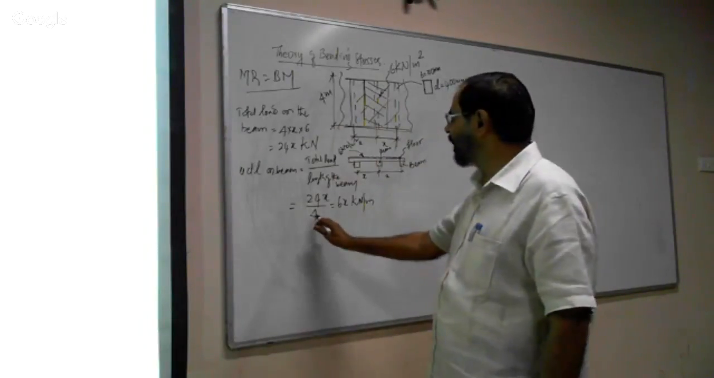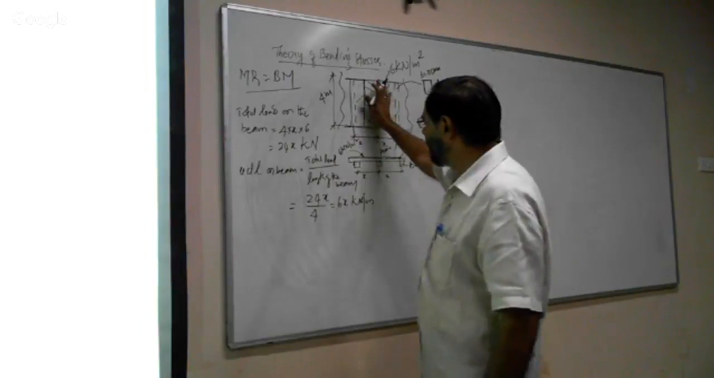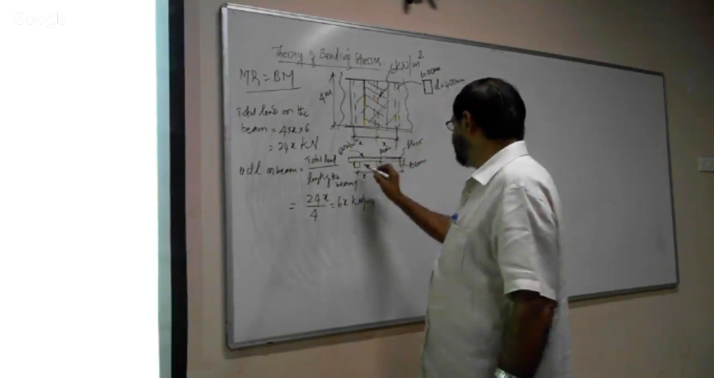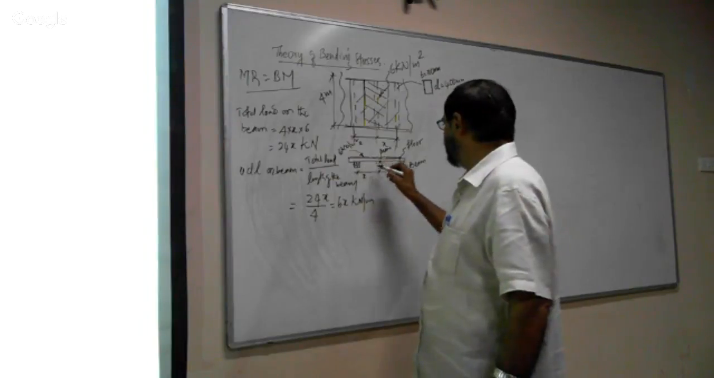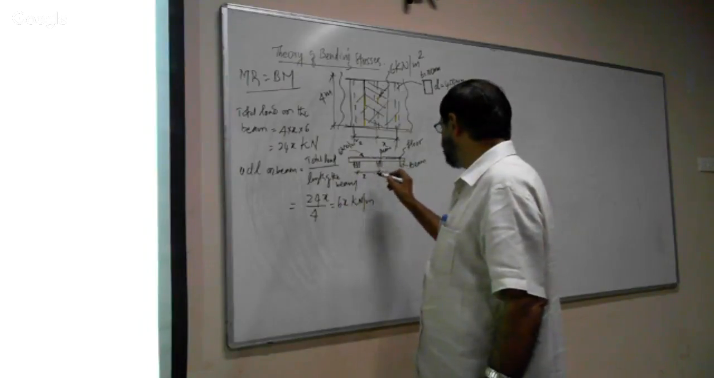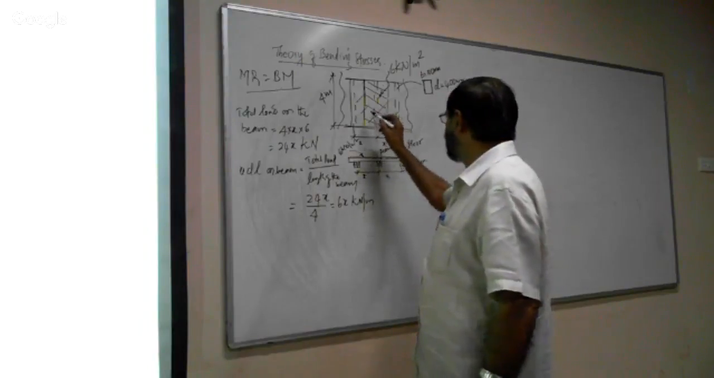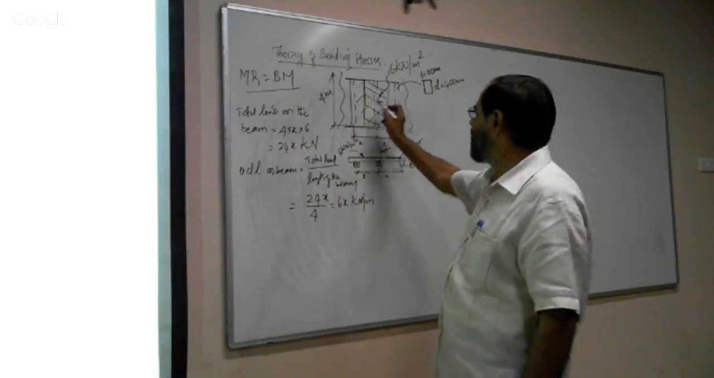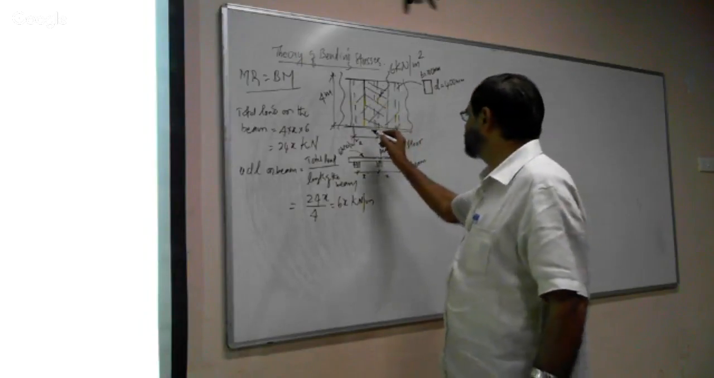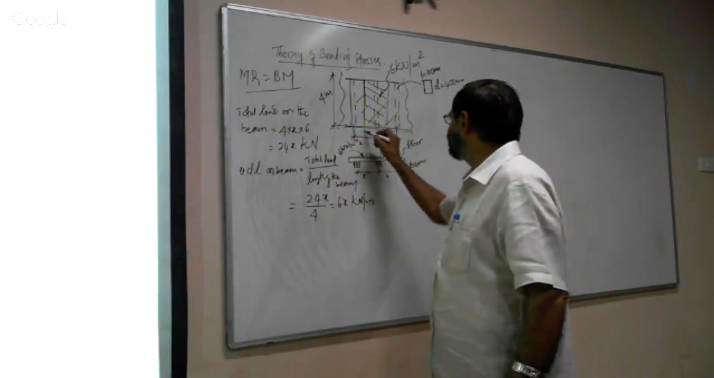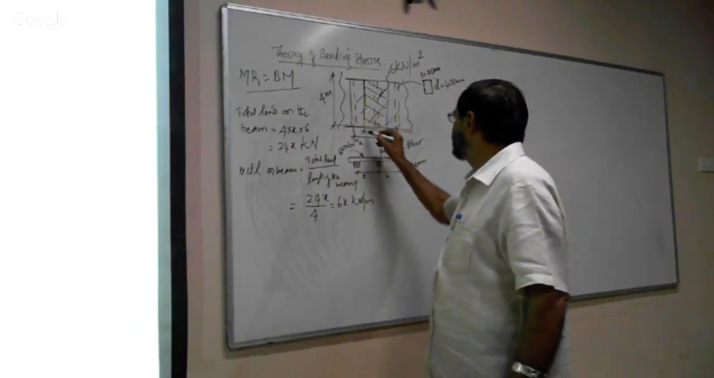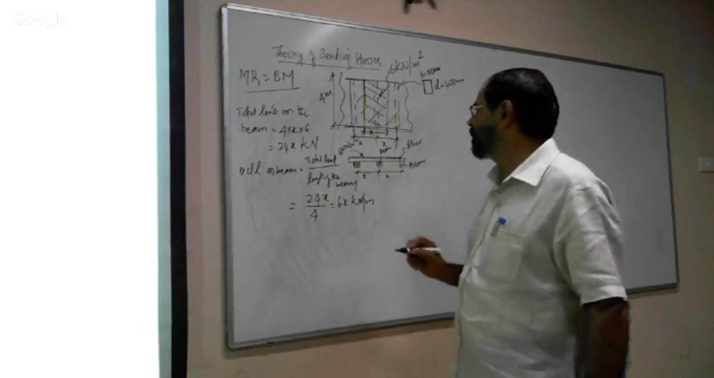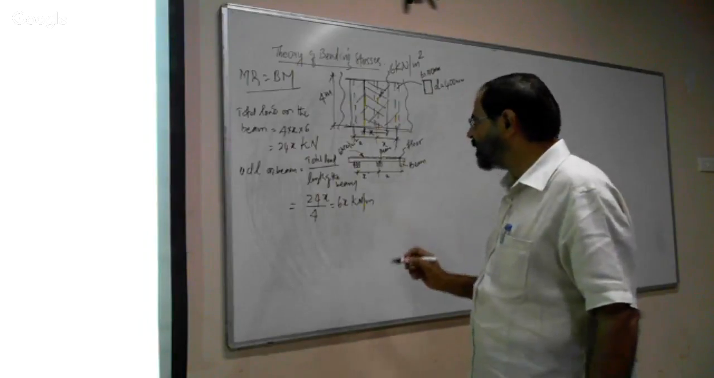That is 24x, the total load, divided by 4 meter, because we don't know the distance between the beams. This is one beam, this is another beam. We don't know the distance. Therefore, half of the load is acting on this beam and half on the other beam, so we have taken this half. That is again x. This distance is again x. So therefore 6x kilonewton per meter. Now we have calculated the UDL.